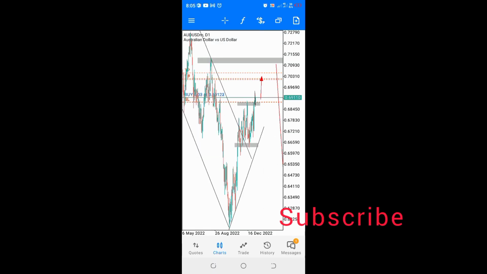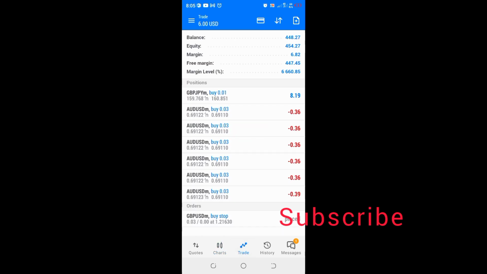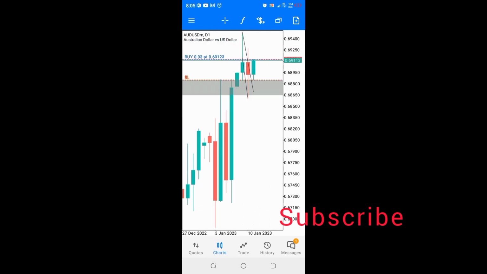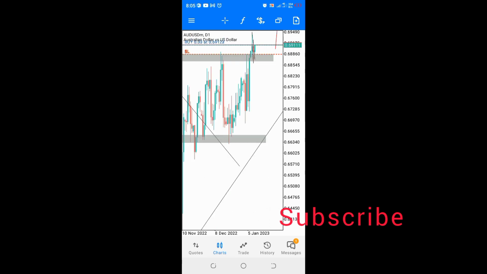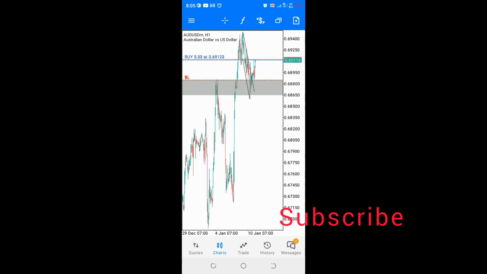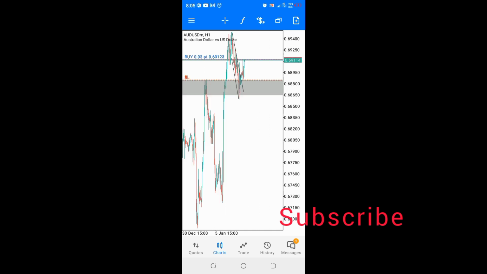So now I've already entered my positions. I'll put my stop losses, entering the USD positions. I have put my stop losses below structure, and I'll put my take profits above structure. So I'll be monitoring it, and I'll come back with an update on the trade.